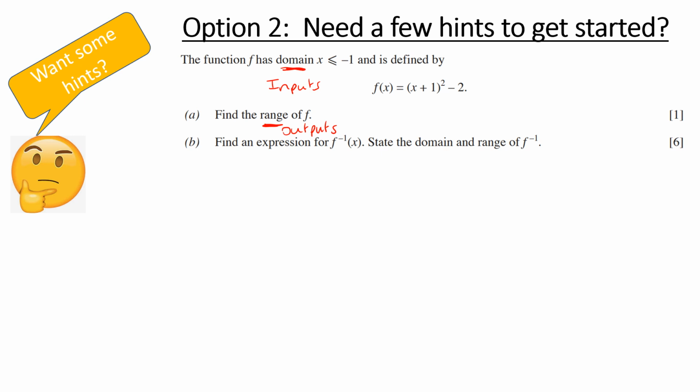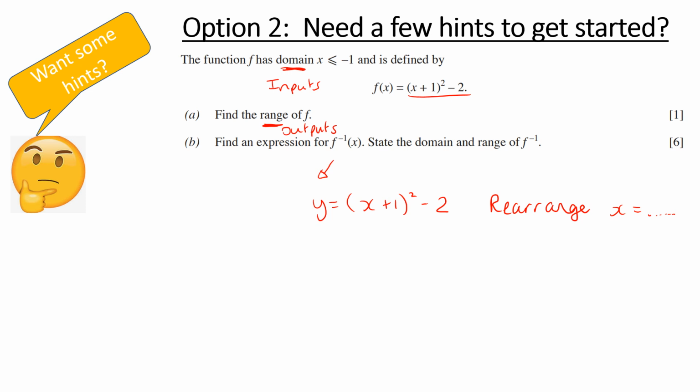So that's question A. In question B, it's asking you for an expression for the inverse. So that means you need to rearrange it. So what I would do on this question is start with y equals (x plus 1) squared minus 2. So just copy the function from the question, put it equal to y, and then rearrange it. Because when you rearrange things, you're doing opposites. So if you took the -2 over, you'd make it a +2. So we're doing the opposites, we're doing the inverse. So rearrange to get x on its own, and then that's going to help you to know the inverse function.